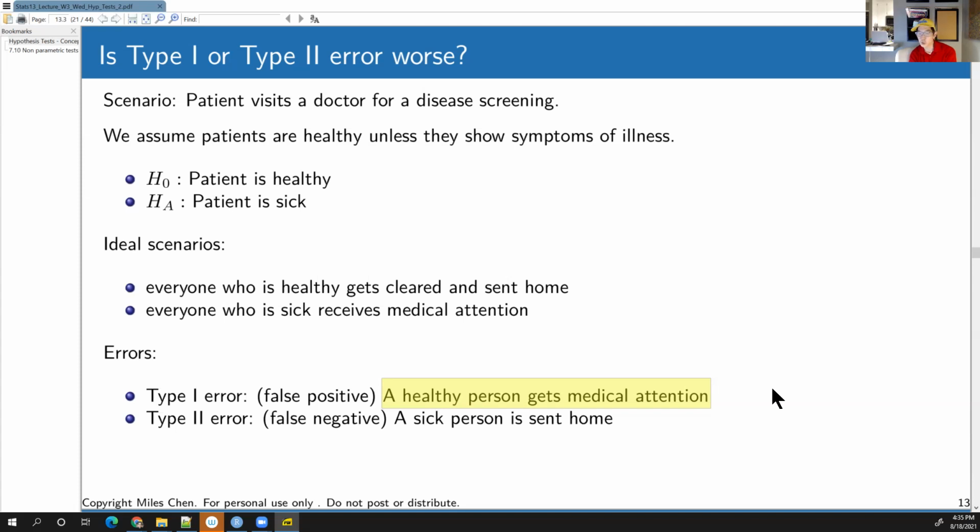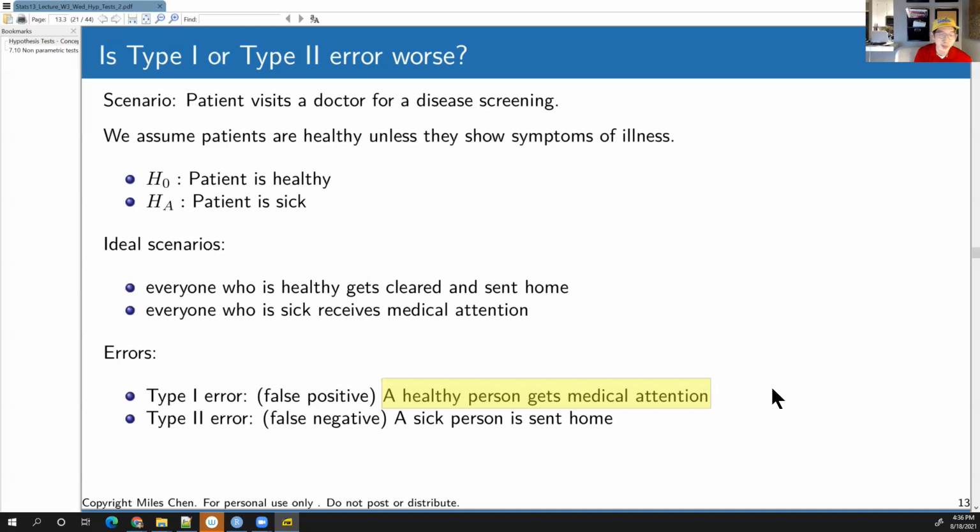Which error is worse? The type 2. The type 2 error is worse, right? Okay, because the type 2 error, especially if the person has a contagious disease, if they're cleared and sent home, they could end up spreading the disease to other people. Or if it's something that progressively gets worse, right? This person has, I don't know, a cancer or a tumor or something, and the doctor says, you're fine, they might go home and then things get worse and it could turn into something that's much more dangerous or even life-threatening later, okay?